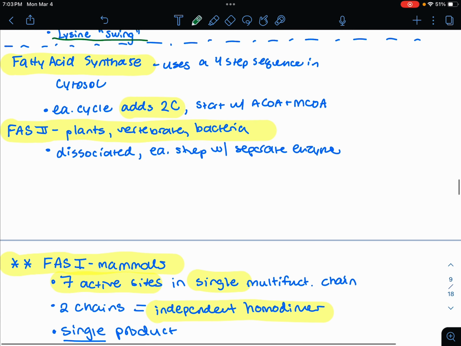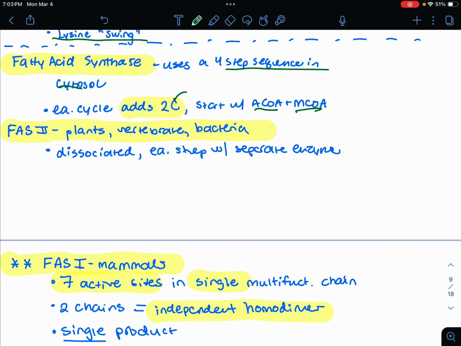So that's basically like the priming step. Now we actually talk about the main enzyme, fatty acid synthase. This will use a 4-step sequence in the cytosol. Each cycle will add 2 carbons to this new fatty acid, and you're going to start with acetyl-CoA and our malonyl-CoA.